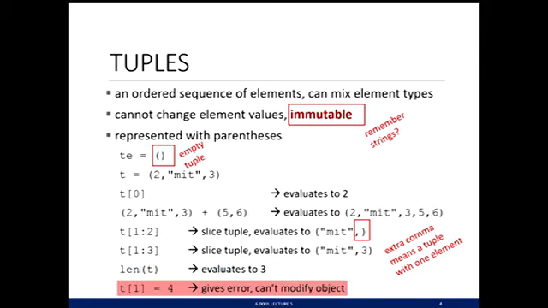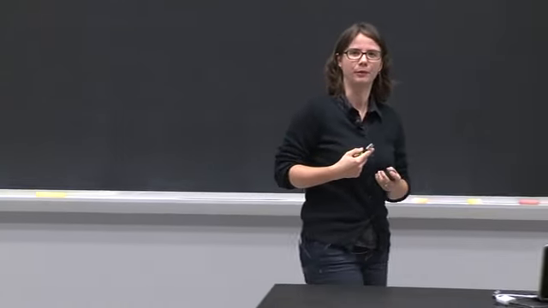And just like strings, if we try to change a value inside the tuple, in this case, I wanted to try to change the value of the second element to 4, Python doesn't allow that because tuples are immutable.